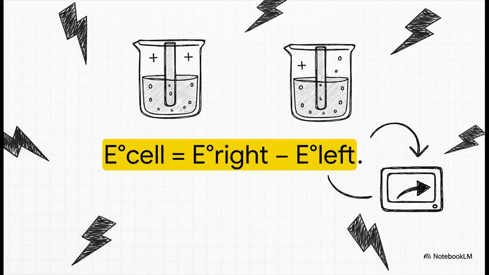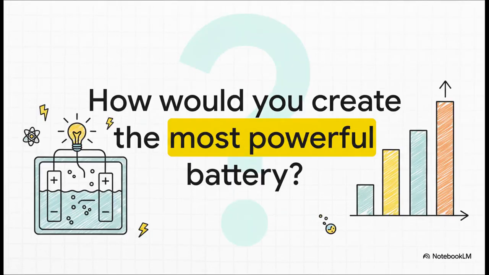And because of this series, calculating the voltage, or EMF, of a cell becomes dead simple. You just look up the two values on the chart, and you subtract the potential of the anode from the potential of the cathode. Or even easier, using our shorthand notation, it's just the potential of the thing on the right minus the potential of the thing on the left. That's it.